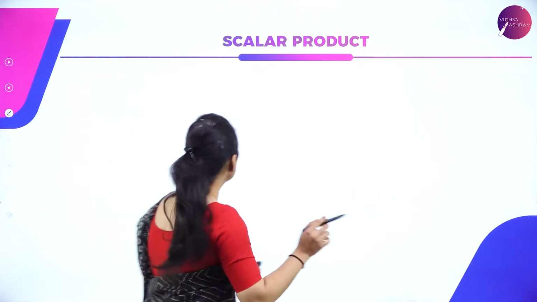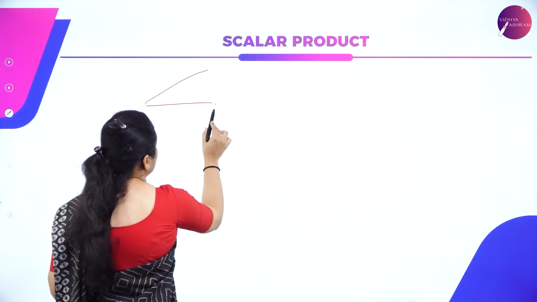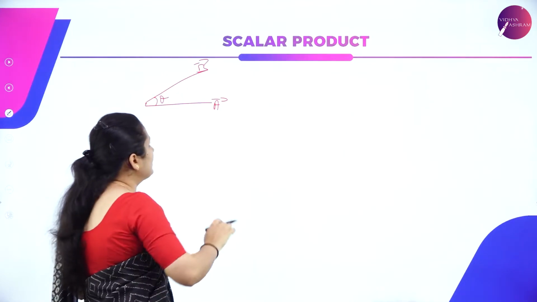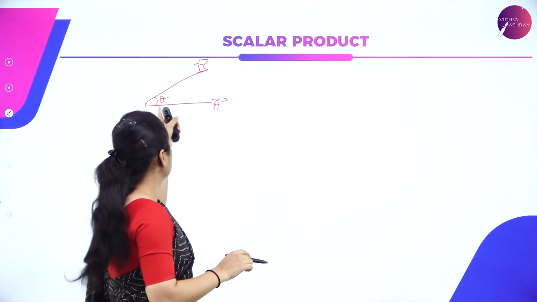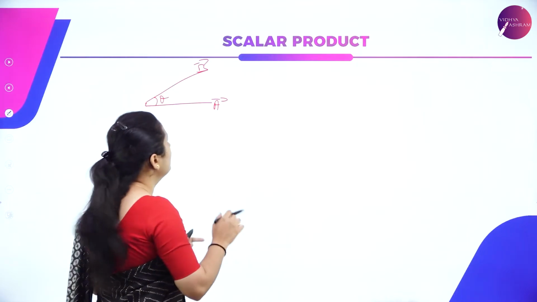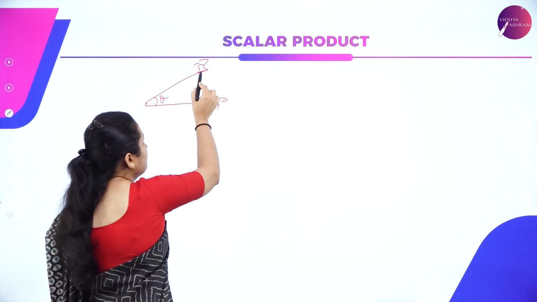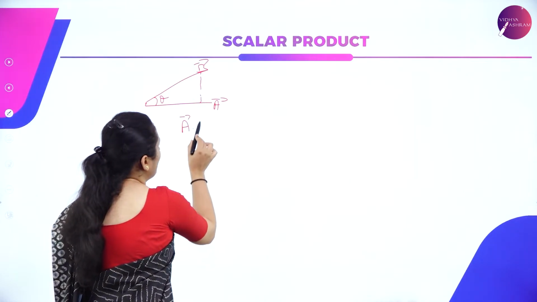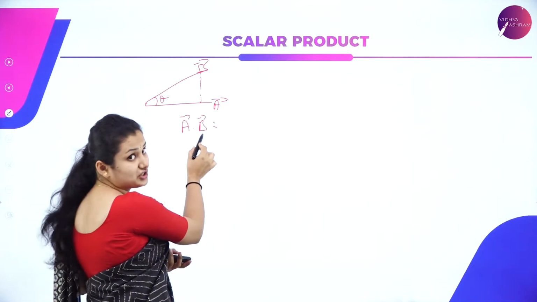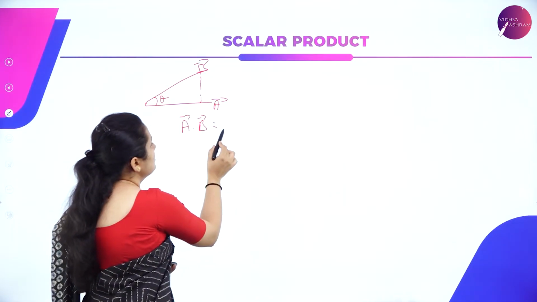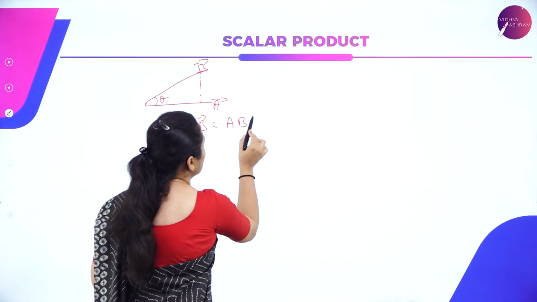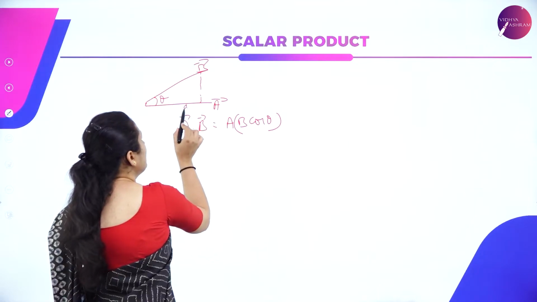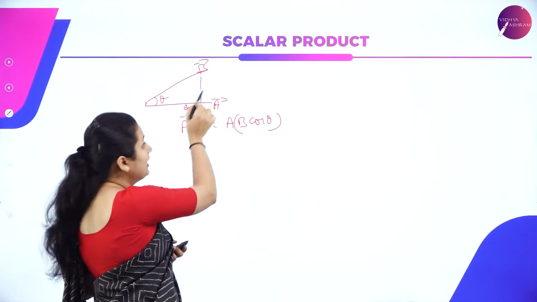Next, consider I have two vectors, A and B, and theta is the angle between vector A and vector B. I want to find A dot B. What is the projection of B on vector A? That will be B cos theta, and A dot B is A times B cos theta. This is the projection of B on A.